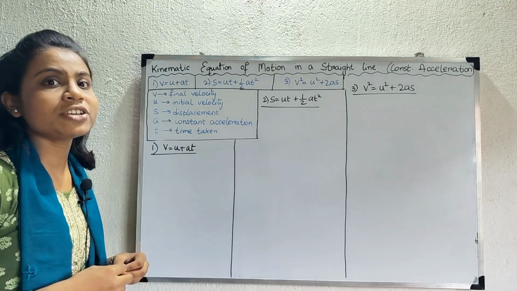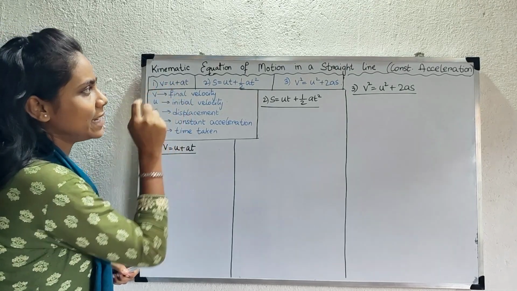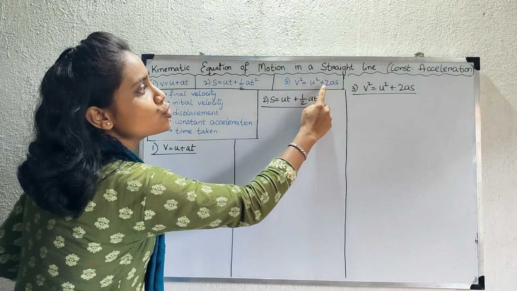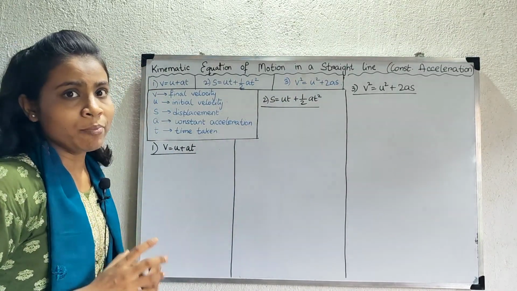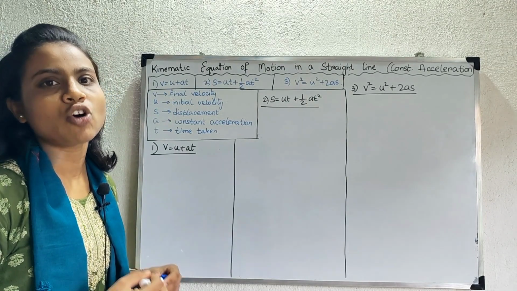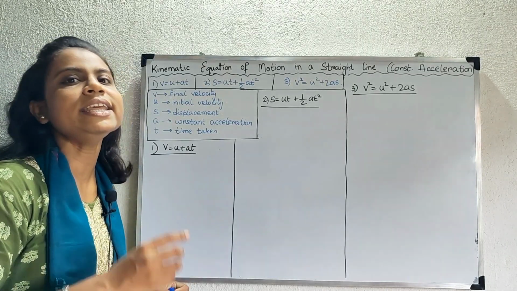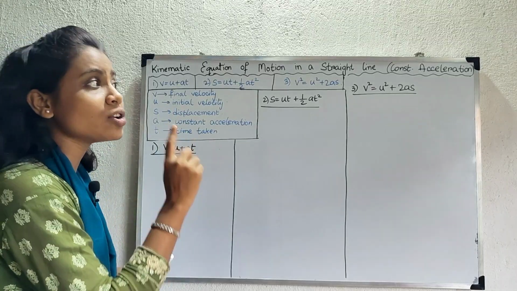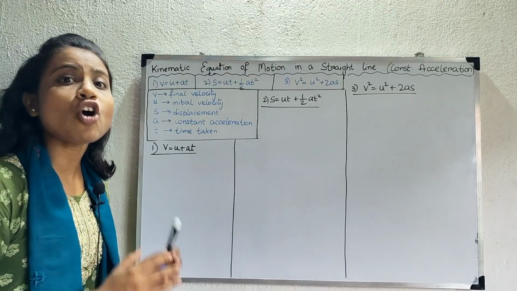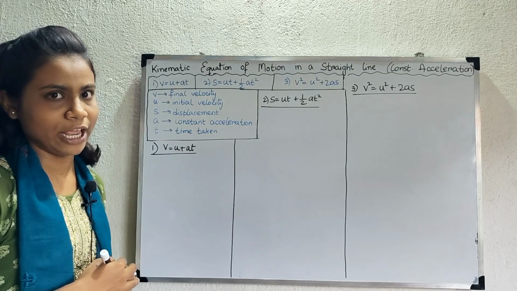The three kinematic equations of motion are v equals u plus at, s equals ut plus half at square, and v square equals u square plus 2as. Remember that these three equations are valid only when the acceleration is constant. That is, the change in velocity is equal in equal intervals of time. That is constant acceleration or uniform acceleration. Because if the acceleration is non-constant or non-uniform, then these three equations will not remain valid.